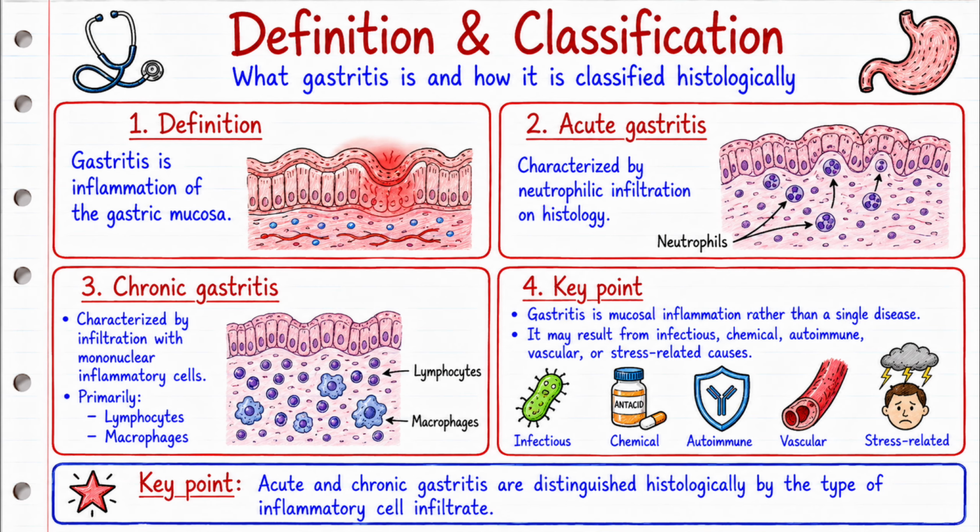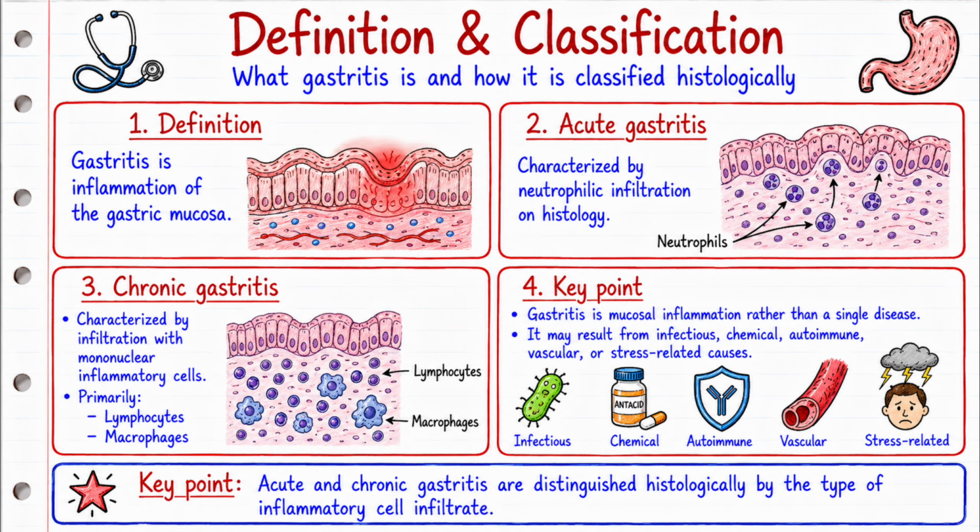To begin, gastritis is inflammation of the gastric mucosa, which is the protective lining of the stomach. Histologically, it can be divided into acute and chronic forms. Acute gastritis is characterized mainly by infiltration of neutrophils, which are associated with acute inflammation. In contrast, chronic gastritis is characterized mainly by mononuclear inflammatory cells, especially lymphocytes and macrophages.